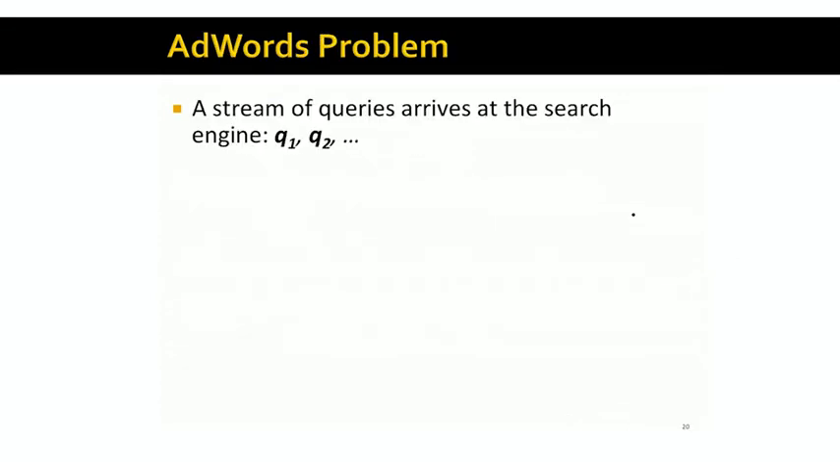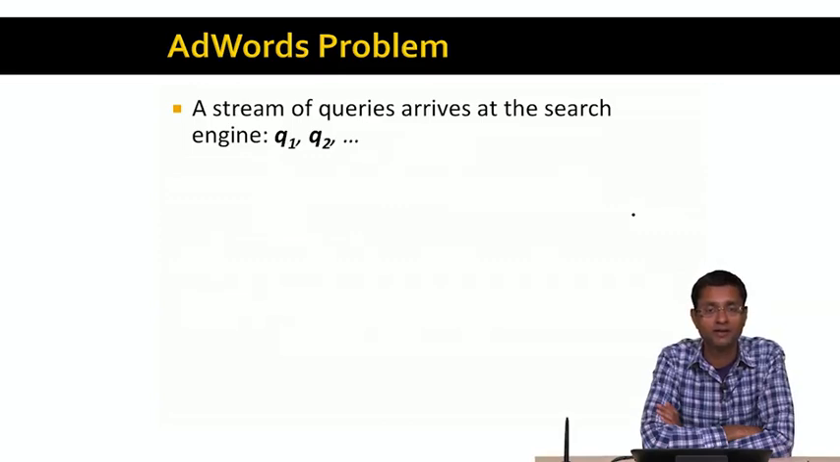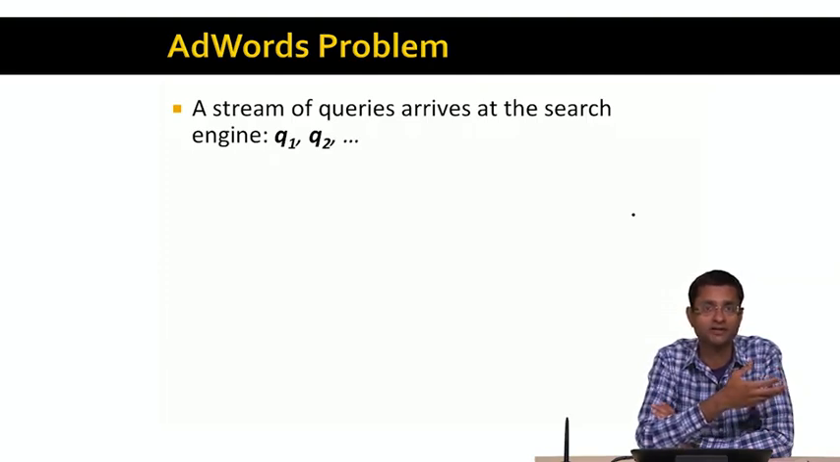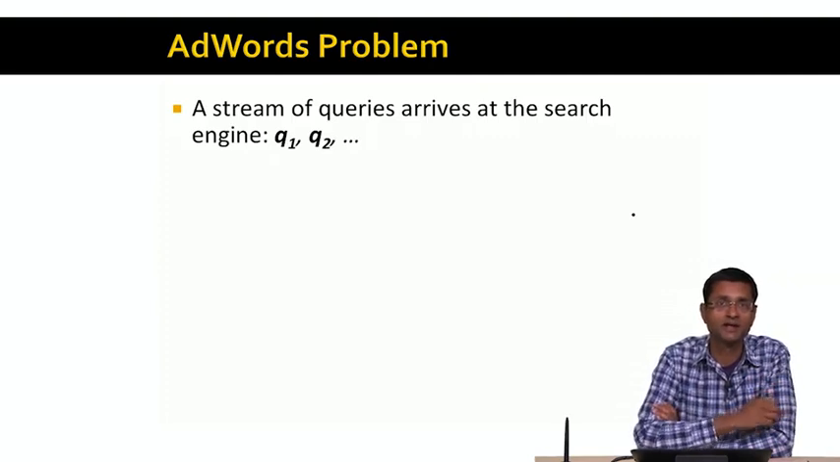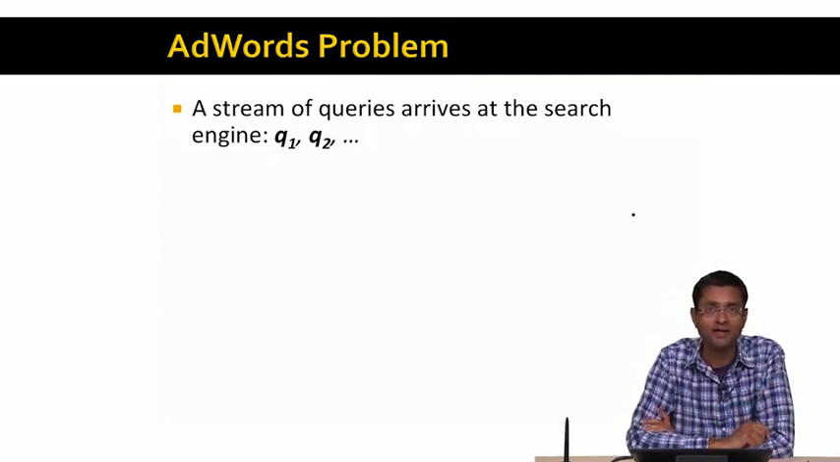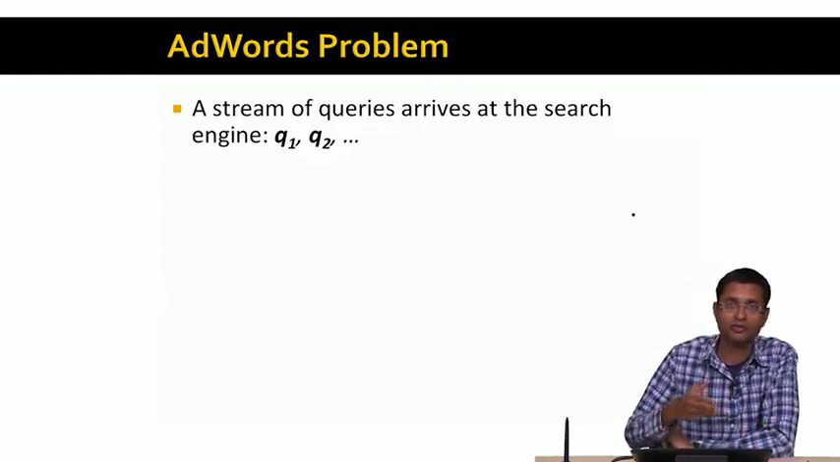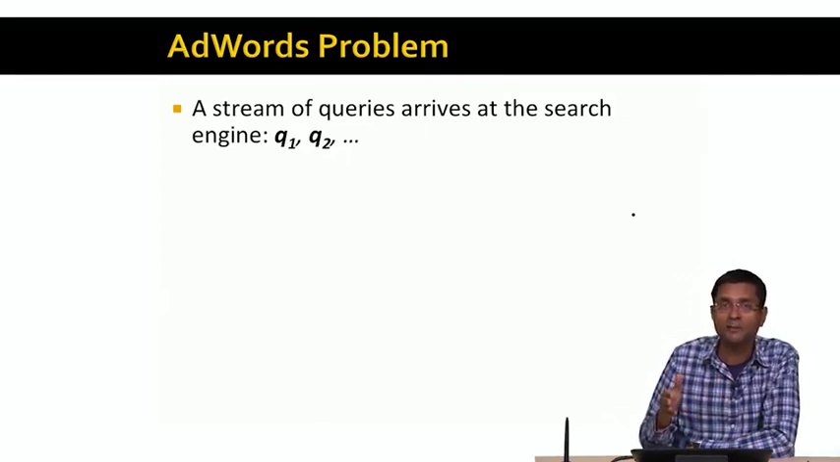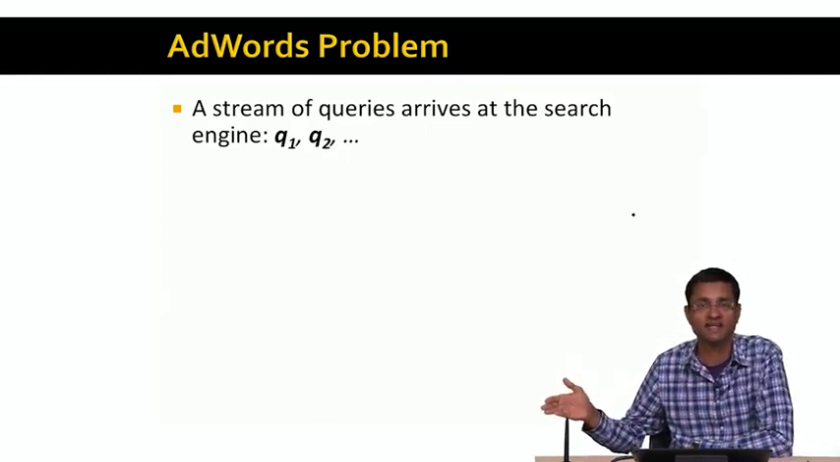So we formalize the problem from the search engine's point of view. We call it the AdWords problem because it was originally formulated in the context of Google's AdWords. And in the AdWords problem, a stream of queries arrives at the search engine. Let's say that's Q1, Q2, Q3, and so on. In general, a search engine knows the queries that it has seen so far, but it cannot predict the queries it's going to see next.